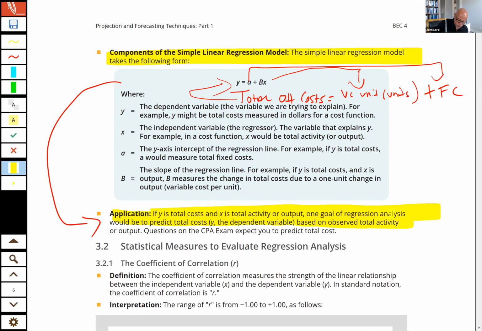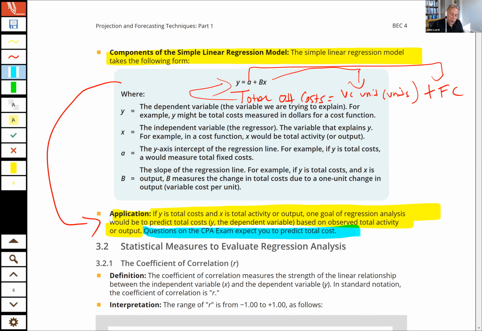Based on observed total activity or output. Okay. Now they say that questions on the CPA exam expect you to predict total cost, and I could see where that could cause you some amount of anxiety. I almost said angina. It could give you chest pains. If you're sitting there thinking, well, geez, that means I'm going to have to do some sort of modeling and all that.